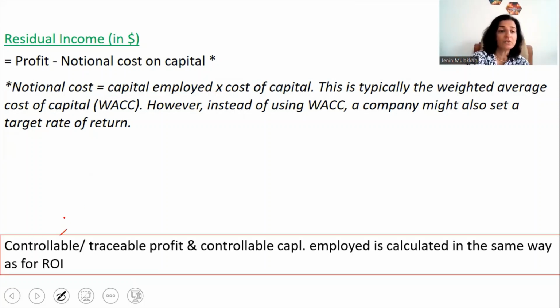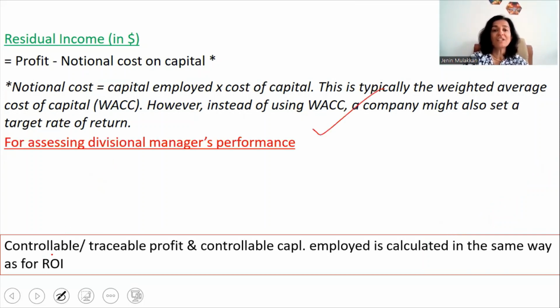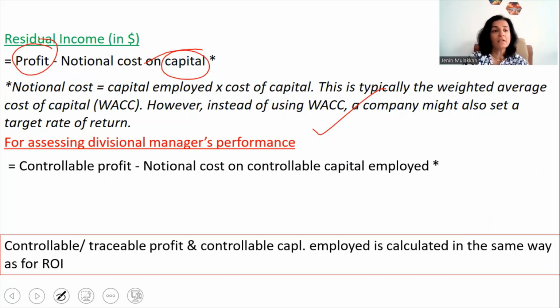So the controllable or the traceable profit and the controllable capital employed are calculated in the same way as for return on investment. For assessing the divisional manager's performance, which profit should you take? You should take the controllable profit. And which capital should you take? The controllable capital. So we will just modify the formula. Profit is the controllable profit, minus the notional cost on controllable capital employed.